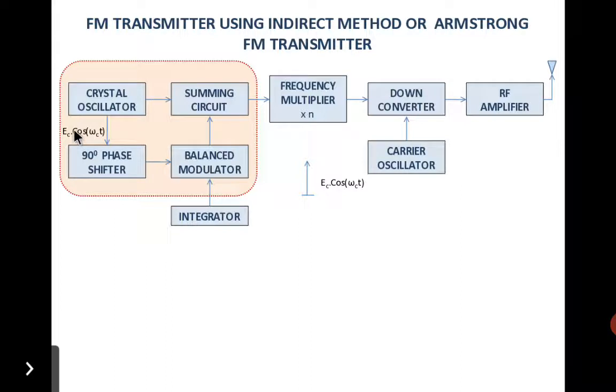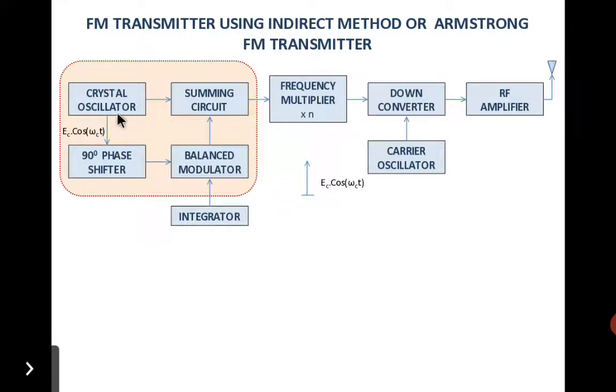Here we have a crystal oscillator. The output of the crystal oscillator, a high frequency carrier wave, can be obtained as EC cos omega ct. The phasor diagram of this can be drawn as shown here. This represents the phasor diagram of EC cos omega ct, the unmodulated carrier. A crystal oscillator generates an unmodulated carrier.